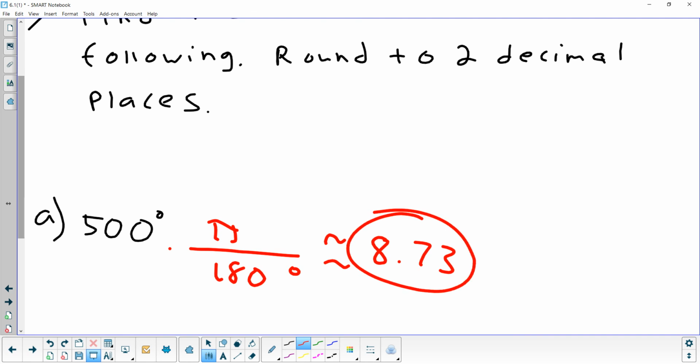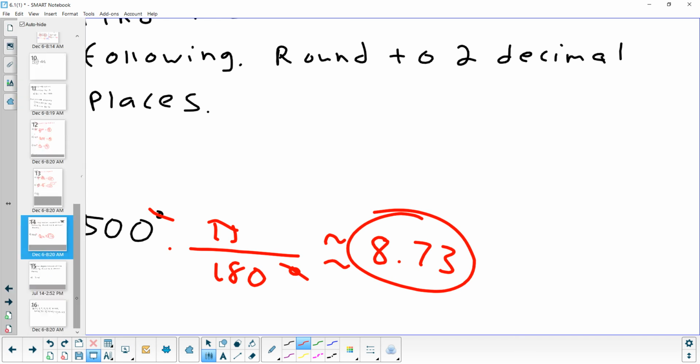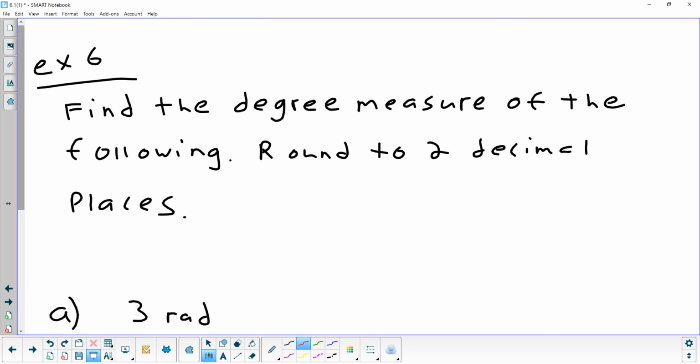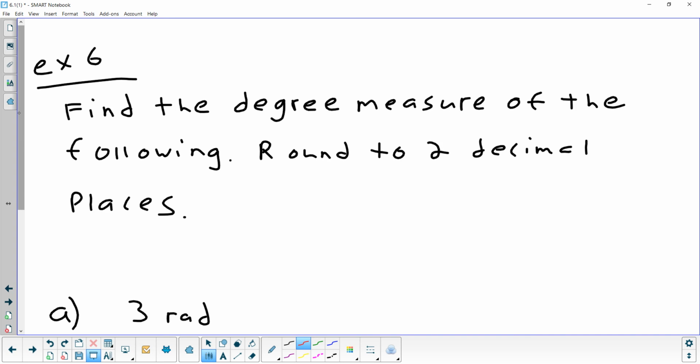No label needed because it's radians. Yes, you could reduce by 10. You could make it 50 over 18, but what's the point? You're just going to type it in on the calculator, so I wouldn't even reduce. This is pretty much the same thing, just converting the other way, so I'm not going to go through that one.